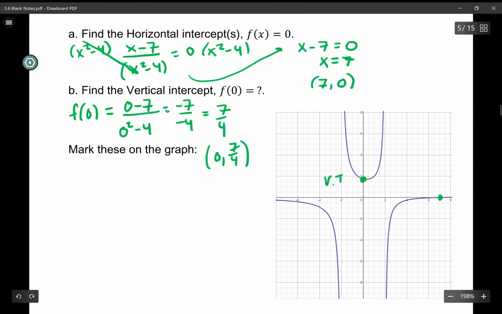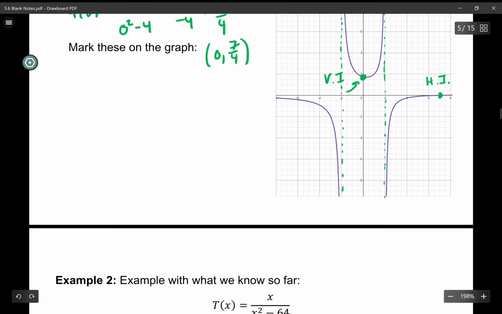Vertical intercept here. Horizontal intercept here. And of course, we still have our vertical asymptotes that we had from the previous graph. I didn't draw them. All right, so we found out a lot of things about this graph. From the denominator, we get the vertical asymptotes and the exclusions from the domain. From the numerator, we get the horizontal intercept. And by plugging in x equal to 0, as with any function, we get the vertical intercept.